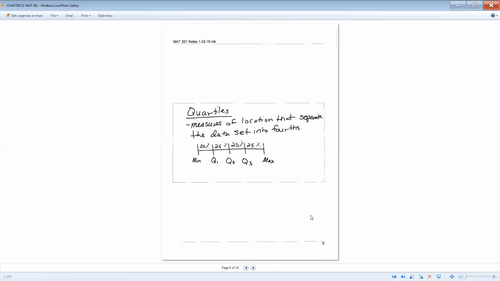Quartiles are the measures of location that separate the data into fourths, into 25%. The way it'll be broken up, you have your smallest value, minimum, your maximum, and then in between you have quartile 1, quartile 2, and quartile 3. And once again, they will split up your data into 25%, into fourths.